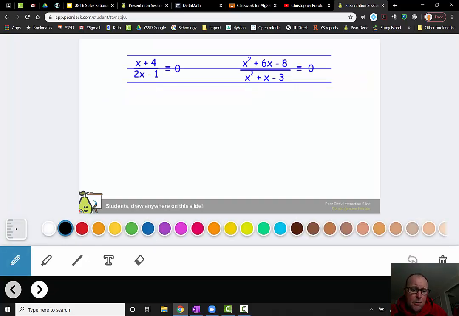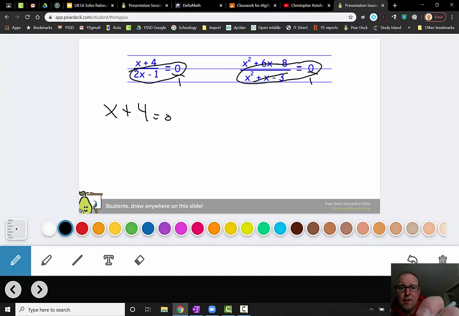Alright, if it is equal to 0, remember these are over 1. Now you're going to cross multiply, which means you have 0 times the denominator, which means all you have to do is x plus 4 equals 0. And then when we do the same thing here, right, these guys are going to go away. So we're going to get x squared plus 6x minus 8 equals 0.